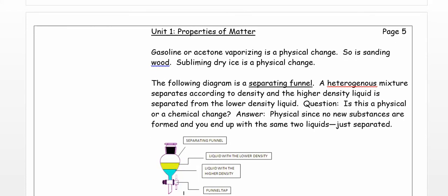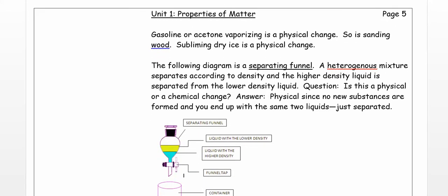Gasoline or acetone vaporizing, that's a physical change as well. So is sanding wood. It's still wood, it's just in smaller pieces. Subliming dry ice, in other words, going from solid to gas, that's a physical change.